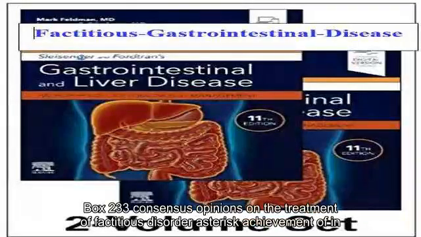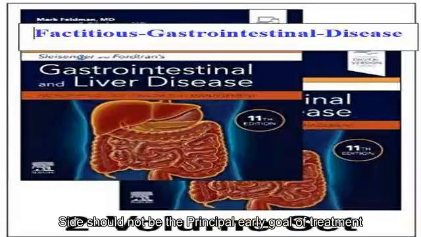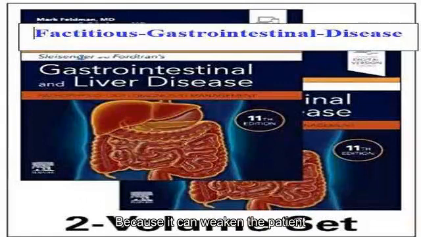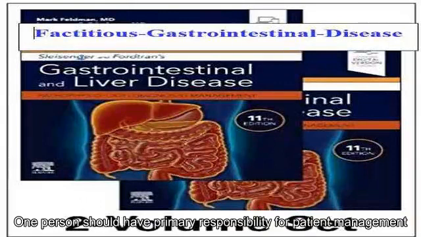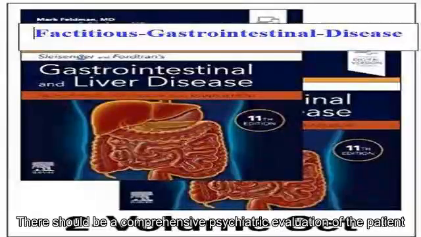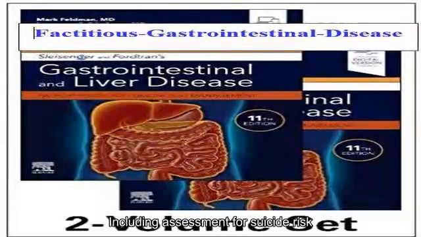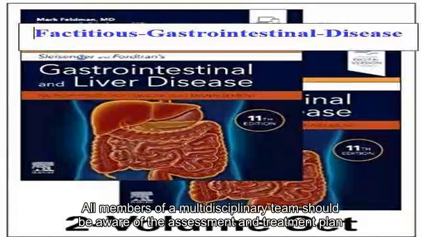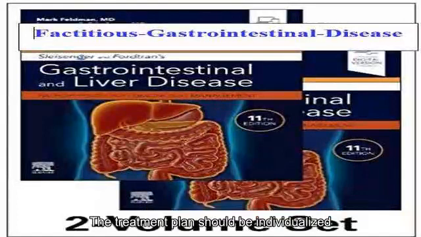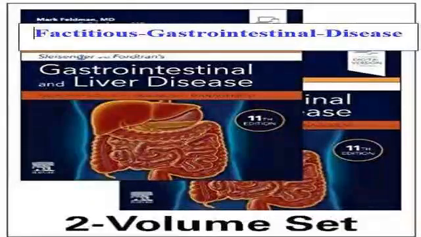Box 23.3: Consensus opinions on the treatment of factitious disorder. Achievement of insight should not be the principal early goal of treatment, because it can weaken the patient's defenses. One person should have primary responsibility for patient management. There should be a comprehensive psychiatric evaluation of the patient, including assessment for suicide risk. All members of a multidisciplinary team should be aware of the assessment and treatment plan. The treatment plan should be individualized. Comorbid illness should be treated appropriately. If confrontational techniques are used, they should be non-punitive and supportive.